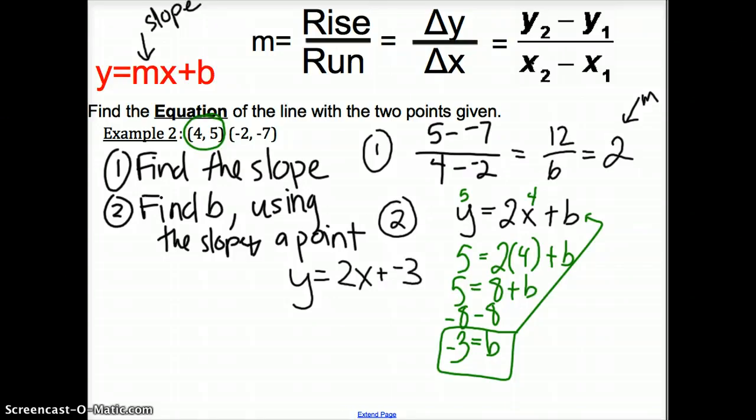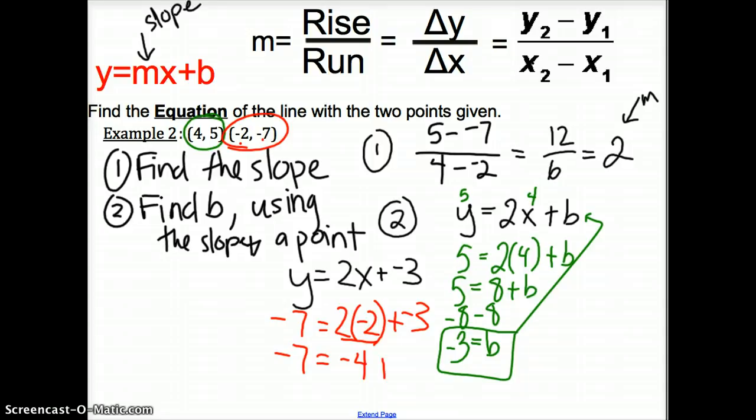Now, to be sure and be careful, we're going to plug in the other point and make sure this equation works. So for y, we're plugging in negative 7, for x, negative 2. And I'm going to see if it works. So negative 2 for x plus negative 3. Let's see if this works. Negative 7 equals, let's see, that'll give me negative 4 plus negative 3. Looks like we're good. Negative 7 equals negative 7.